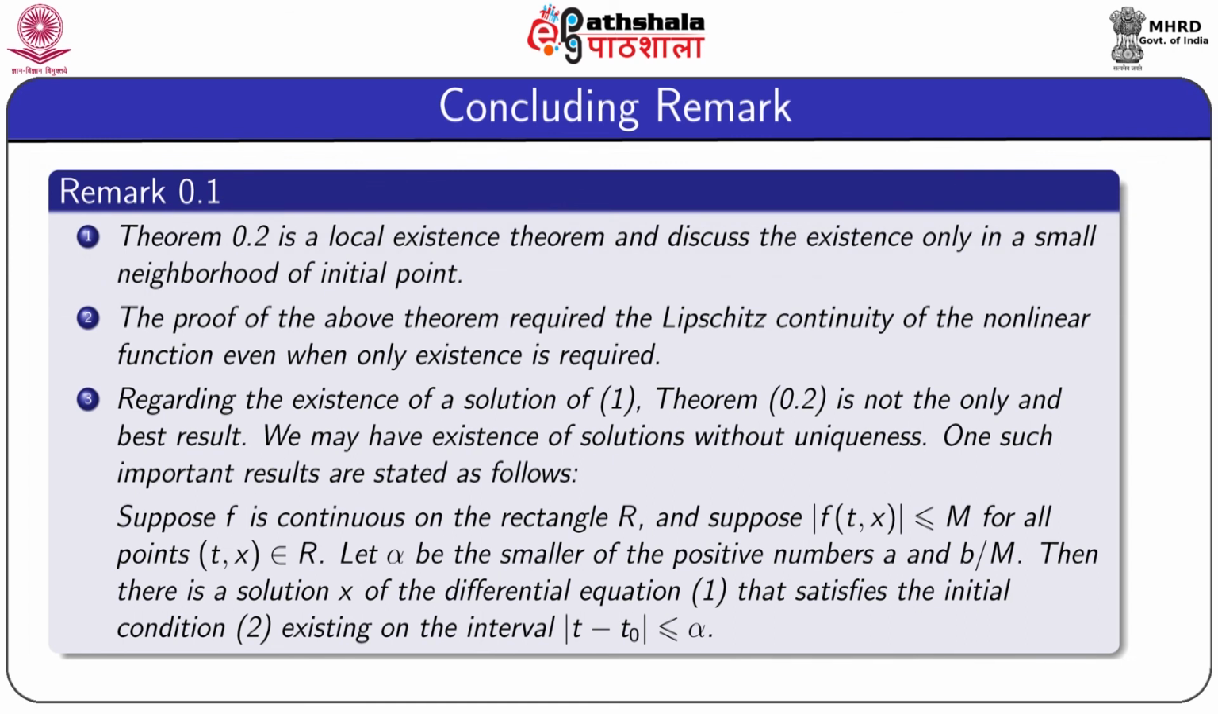Suppose f is continuous on the rectangle R, and suppose |f(t, x)| is less than or equal to M for all points (t, x) belonging to R. Let alpha be the smaller of the positive numbers a and b/M. Then there is a solution x of the differential equation 1 that satisfies the initial condition 2, existing on the interval |t - t0| less than or equal to alpha.